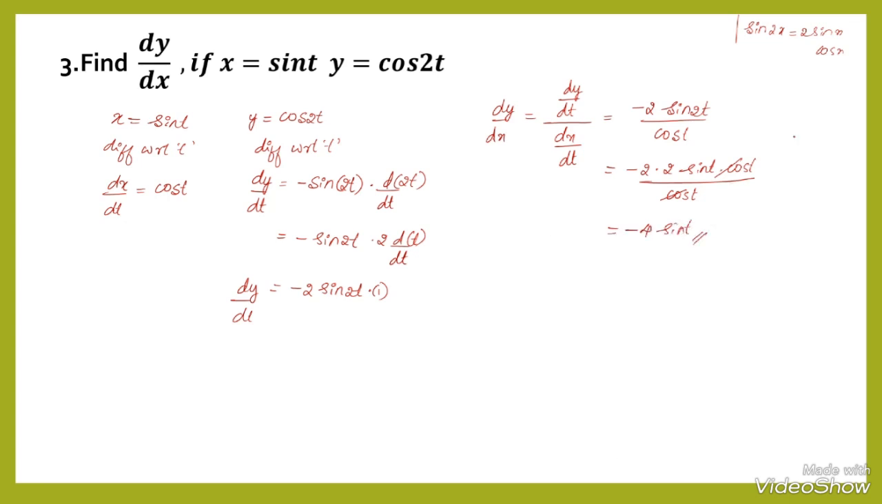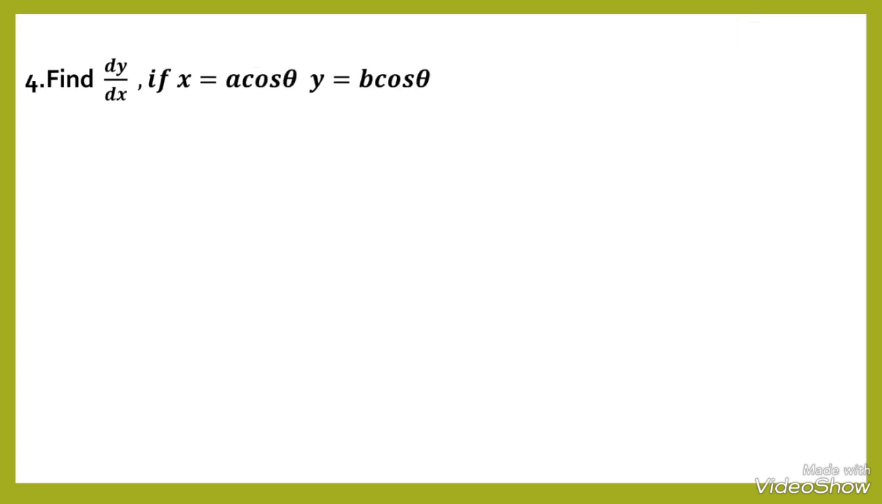This is also the right answer. Both are correct. This is the simplified form of dy by dx. Next one. Let's move on to the next problem.